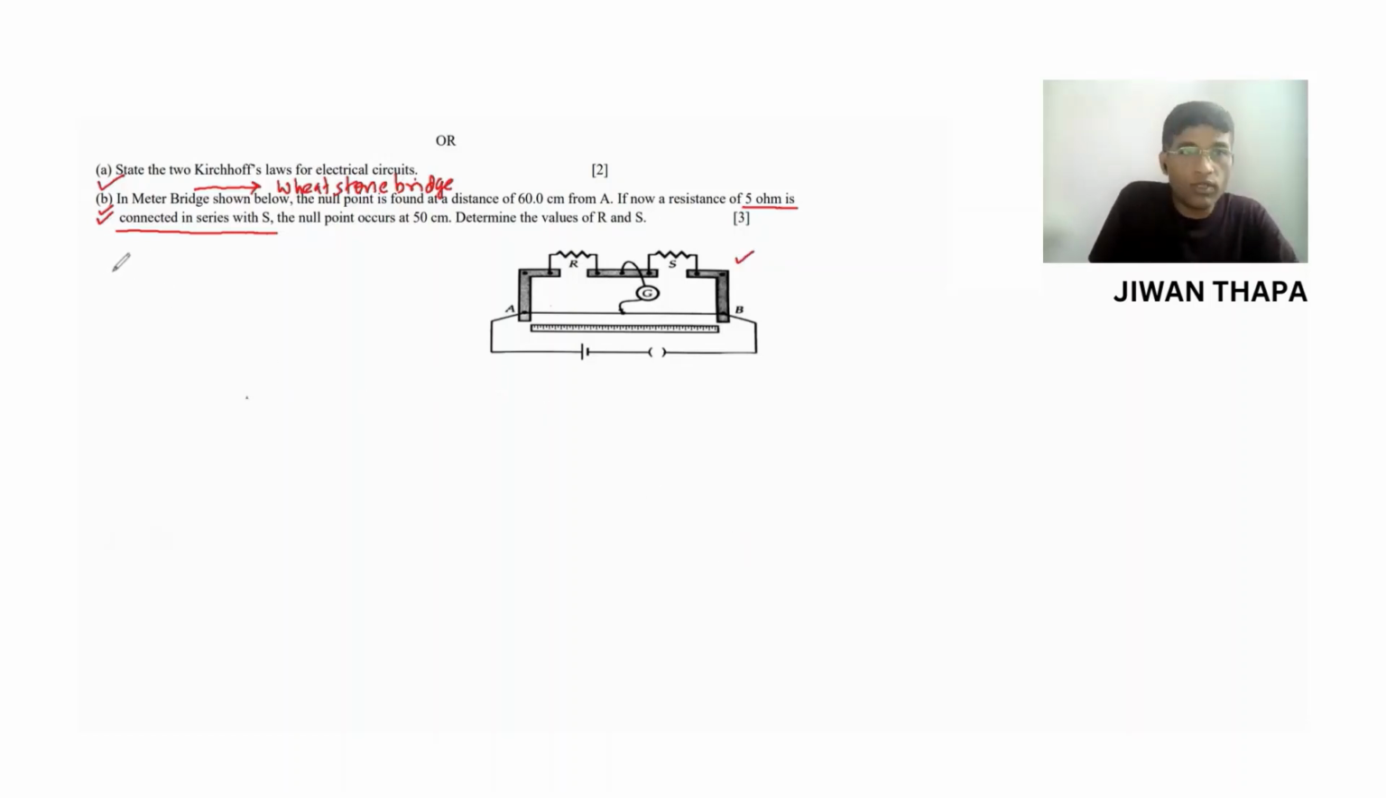So at first what we do, case 1, without 5 ohm, because we find resistance 5 ohm is connected in series with S. Now I'm redrawing this diagram.